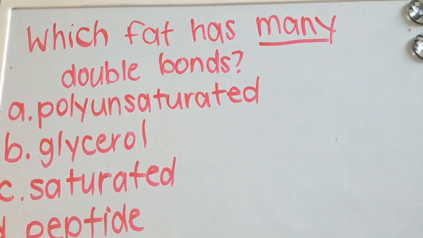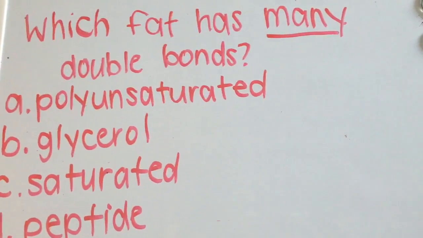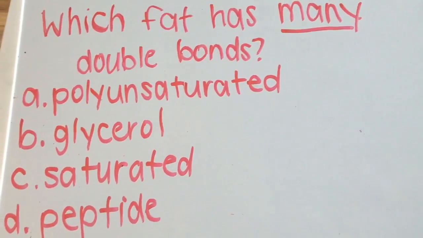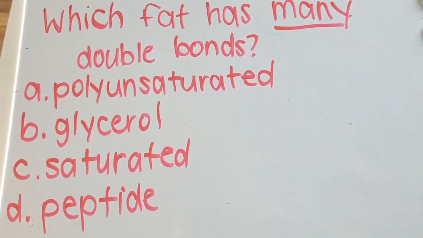Which fat has many double bonds? A. Polyunsaturated. B. Glycerol. C. Saturated. Or D. Peptide.